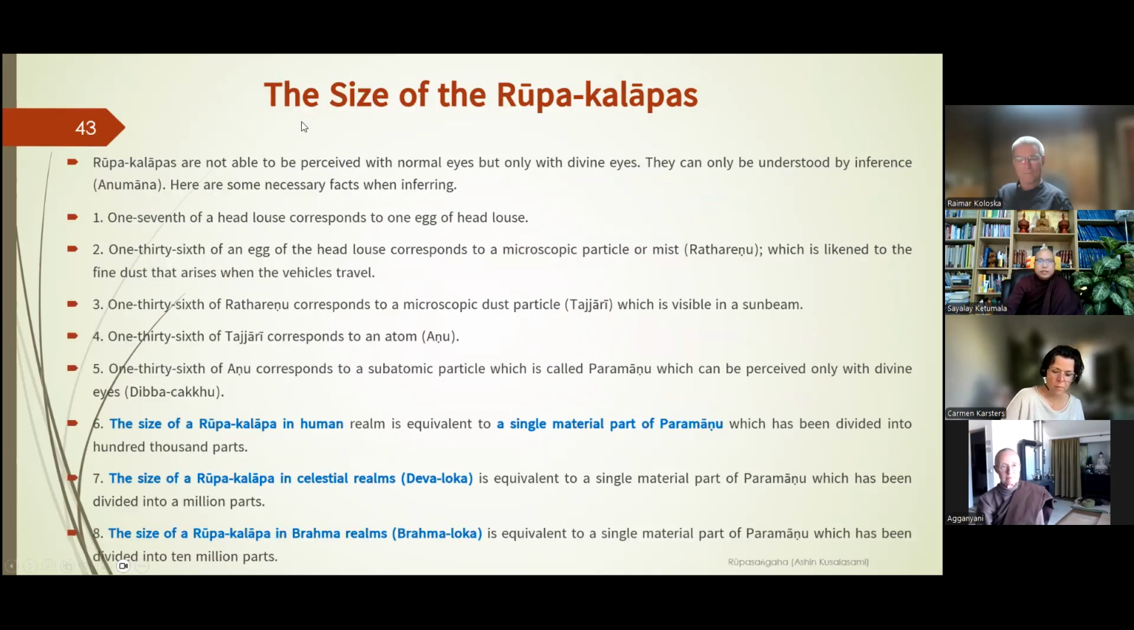So the next point is the size of rūpa kalapas. Generally, people think we can see all the 28 matters, that most of the material phenomena are visible, but actually, according to the Abhidhamma, it is not. Only visible objects can be seen with the eyes. According to the Abhidhamma, these rūpa kalapas, paramattha ultimate reality, are not visible, or cannot be seen with normal eyes. So that's one piece of information.